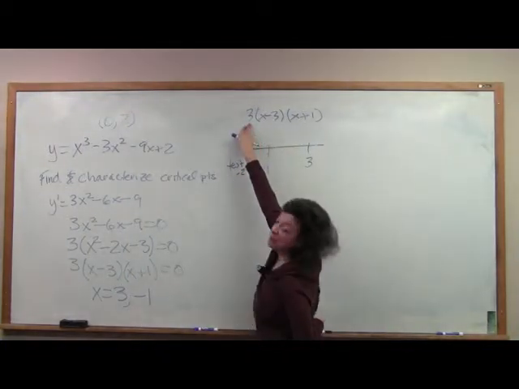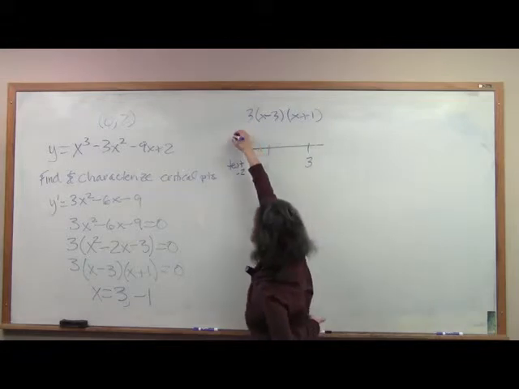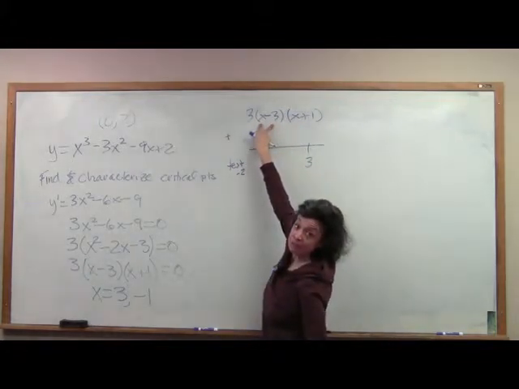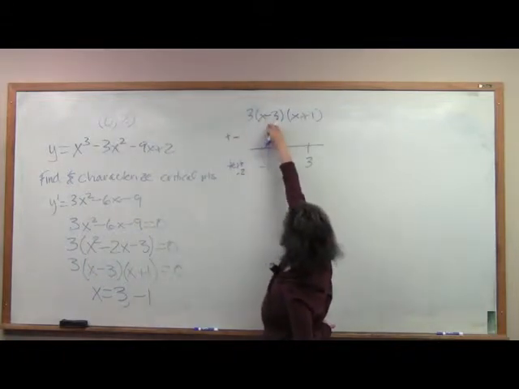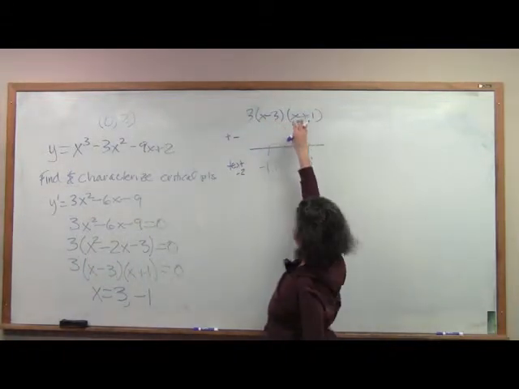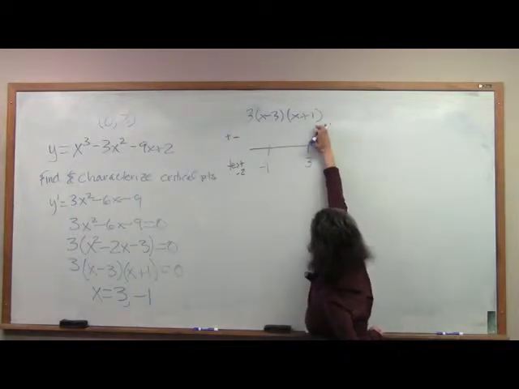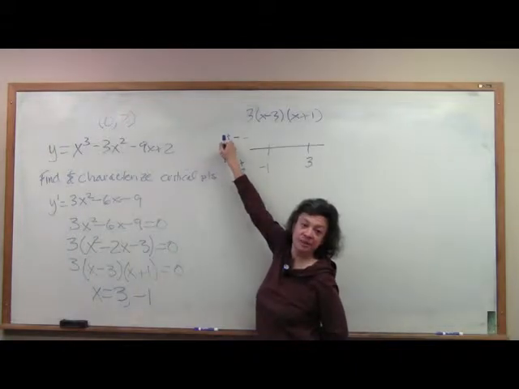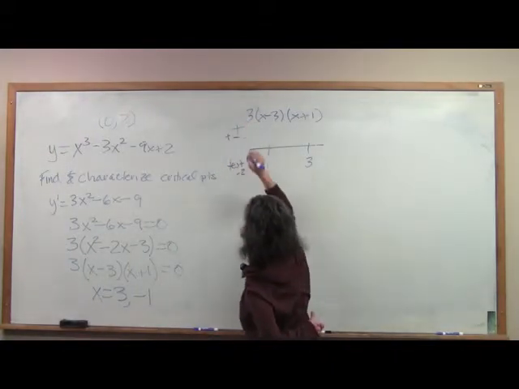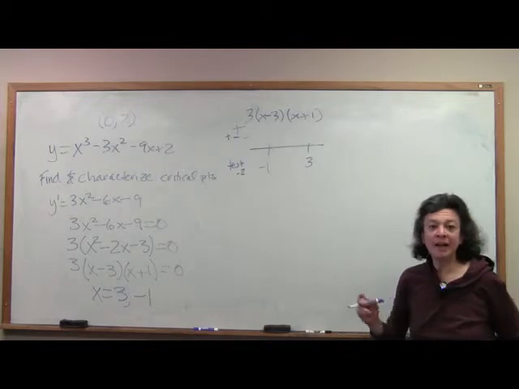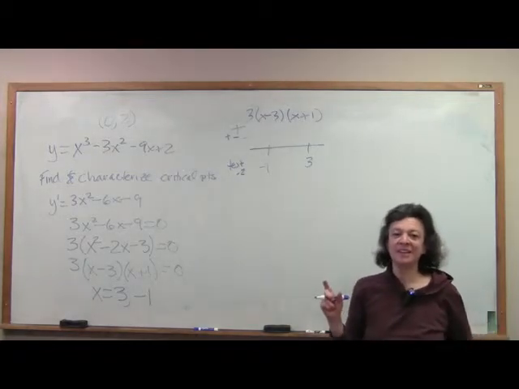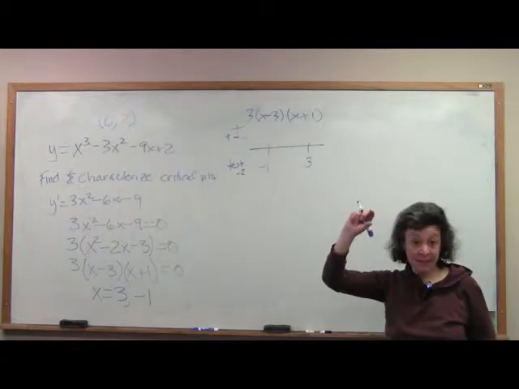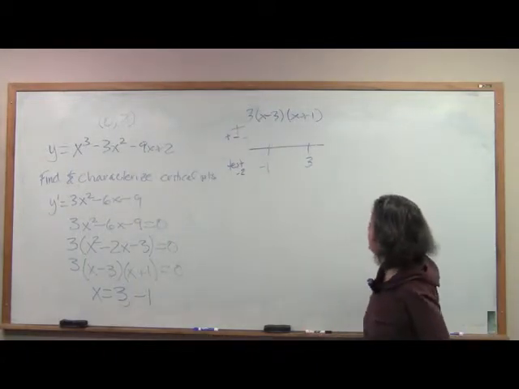And notice my 3 is positive. He's not going to affect the sign of anything. If I plug -2 into this term, it's going to be negative, right? -2 minus 3 is -5. And if I plug -2 into this last term, it's also going to be a negative. And a positive times a negative times a negative is positive. So already I know that when x is less than -1, my function is increasing. Why? Because I have a positive derivative.